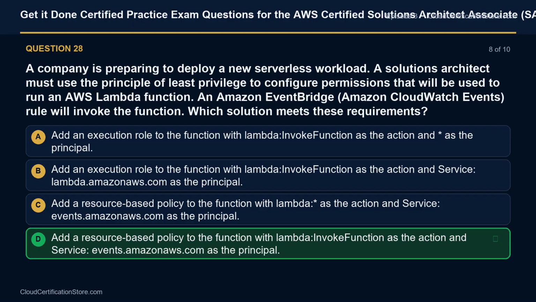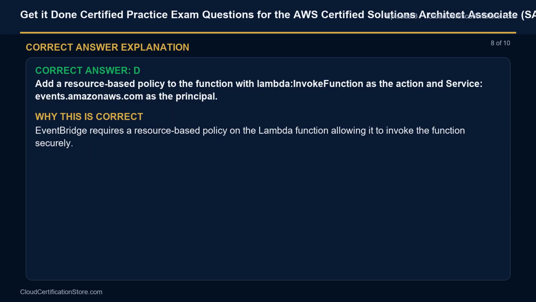The correct answer is D. Add a resource-based policy to the function with lambda:InvokeFunction as the action and service events.amazonaws.com as the principal. Explanation: EventBridge requires a resource-based policy on the Lambda function, allowing it to invoke the function securely.